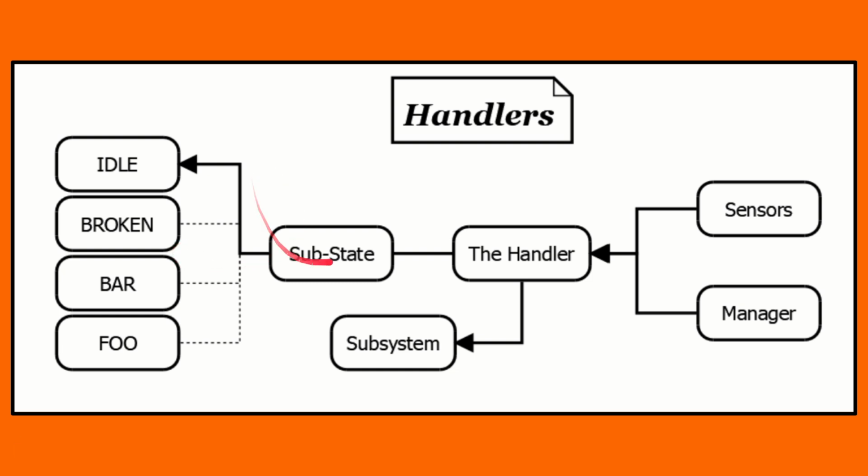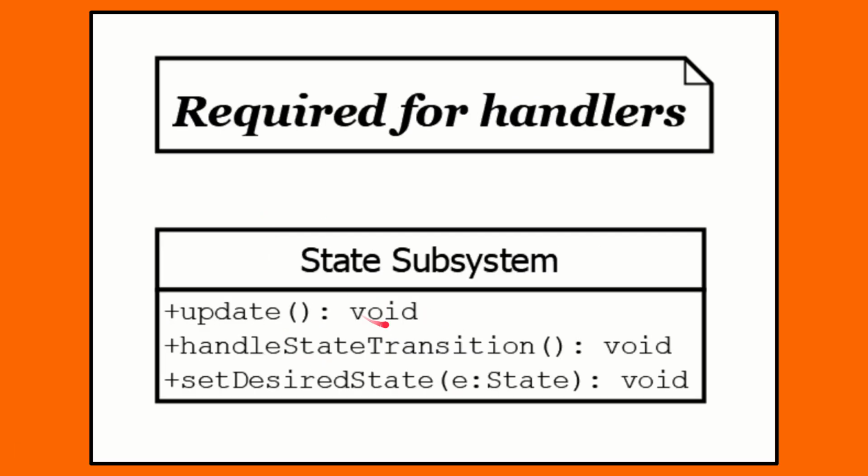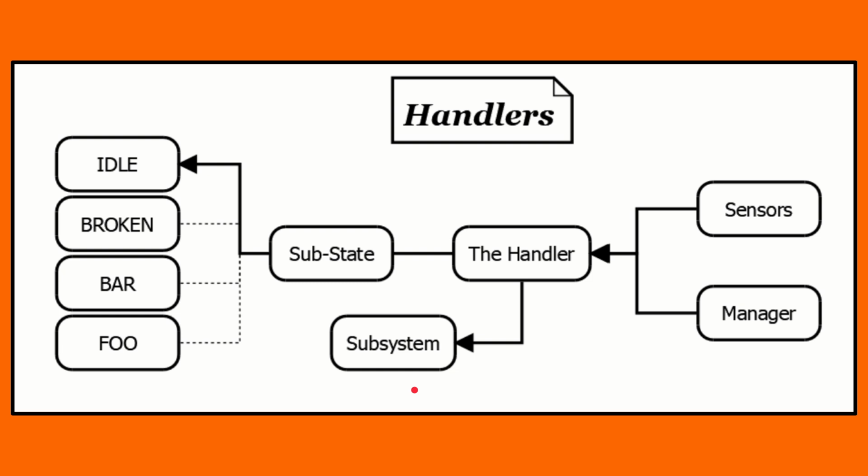And this right here is the state that we're talking about, the states. So we call it a substate because handlers handle a subsystem. So subsystem, substate. This setDesiredState method would be called by the handler to change the state that it's in, or the substate it's in. And right now, you can see by the solid arrow, it is in the idle state.